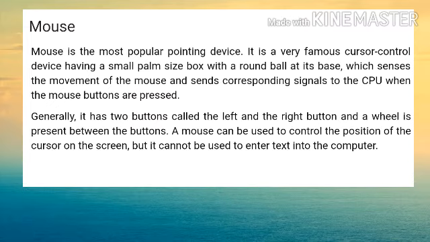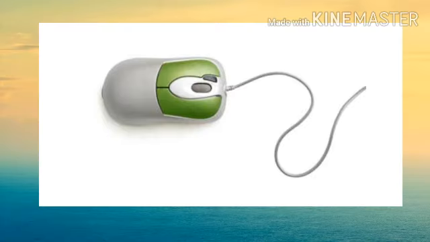Generally, it has two buttons called the left and the right button, and a wheel is present between the buttons. A mouse can be used to control the position of the cursor on the screen, but it cannot be used to enter text into the computer. Advantages of mouse are: it is easy to use, not very expensive, and it moves the cursor faster than the arrow keys of the keyboard. Figure shows the diagram of mouse.